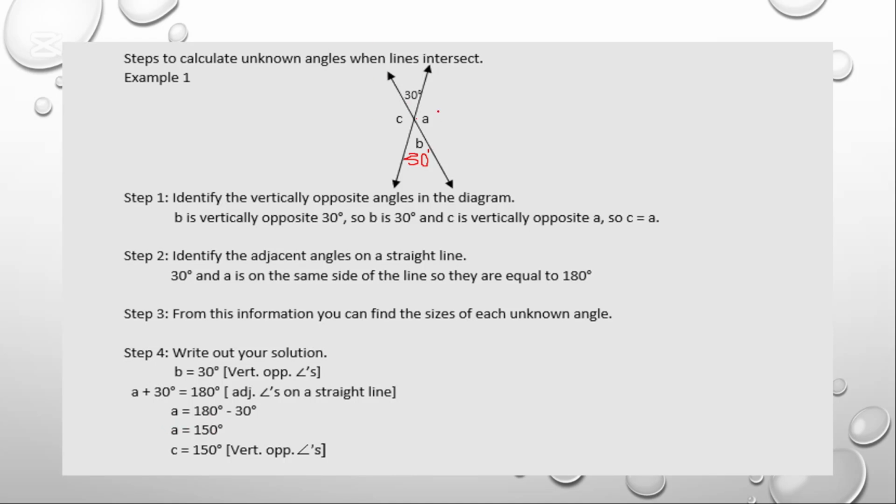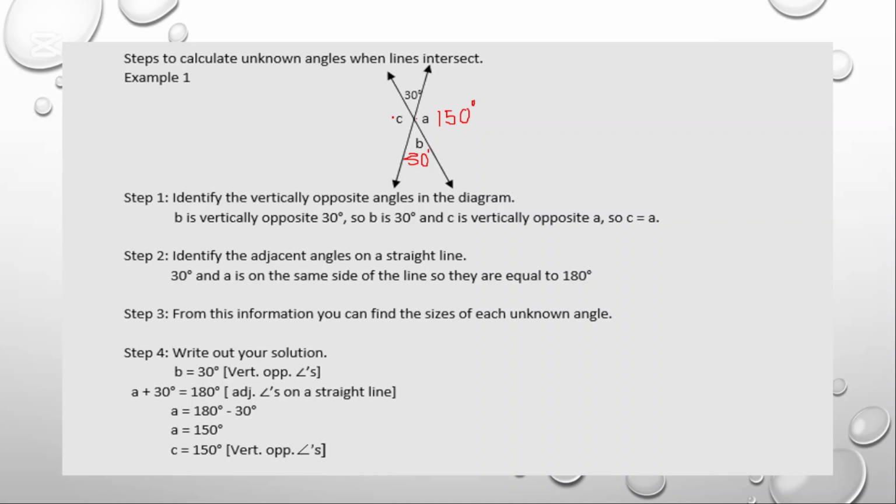So we have A there, A is equal to 150 degrees. Right. C. Now C is vertically opposite A. So we know immediately that C is equal to 150 degrees.